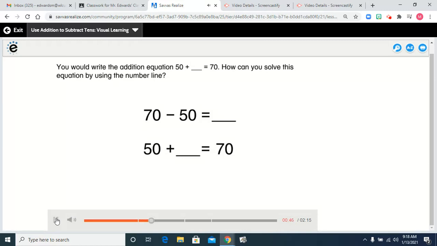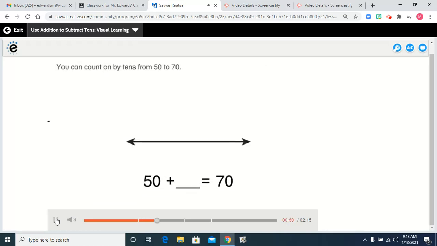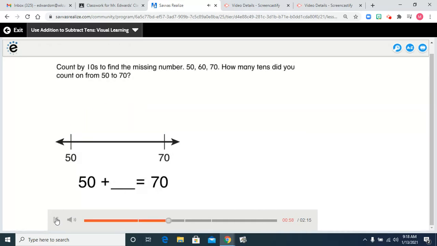How can you solve this equation by using the number line? You can count on by tens from 50 to 70. Count by tens to find the missing number. 50, 60, 70. How many tens did you count on from 50 to 70?